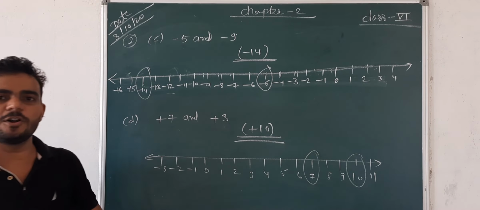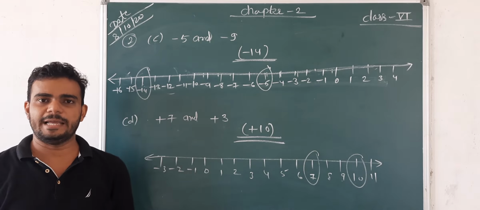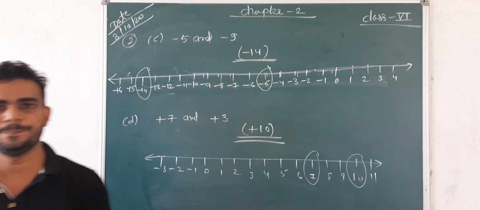Okay. So this is the way to solve adding on the number line. So take the screenshot and write it in the note.